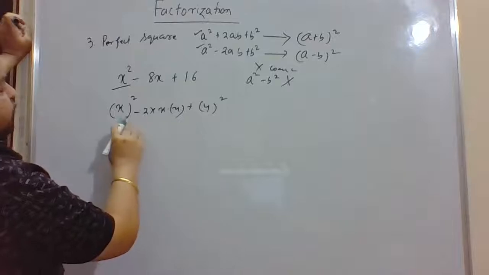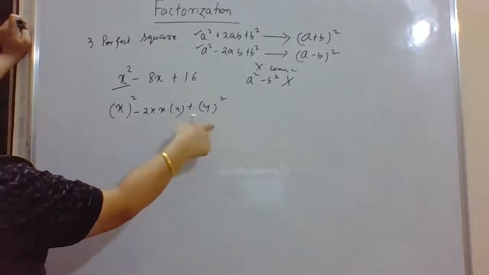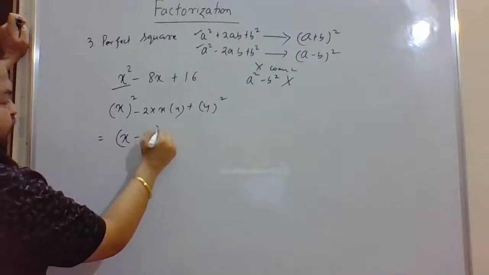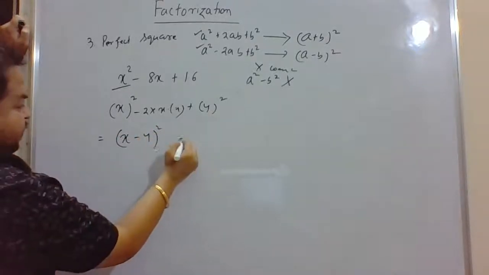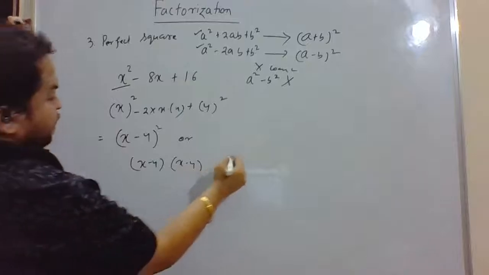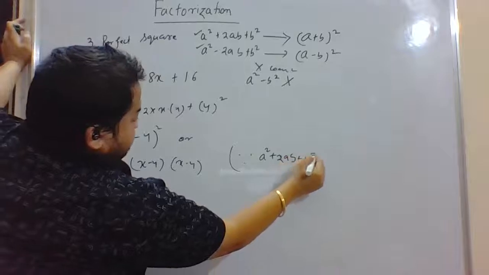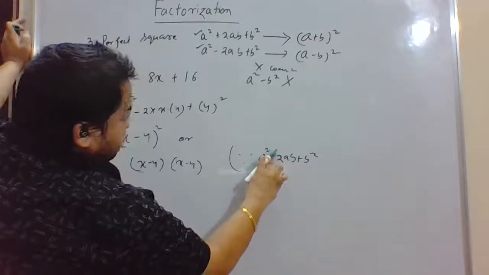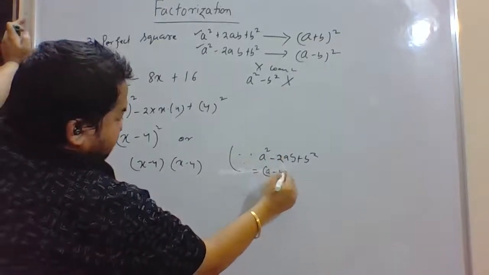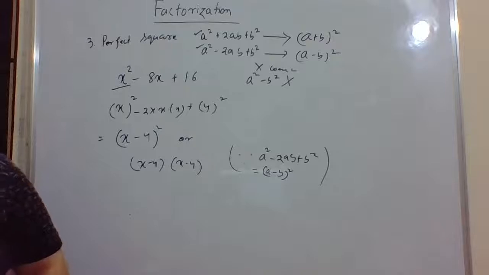If you see, the middle term is minus 8x, that is 2 into minus 4. So it's a squared plus b squared minus 2ab, that is a squared minus 2ab plus b squared. So that is nothing but x minus 4 whole square, or you may write x minus 4 into x minus 4, and you may write the reason that a square minus 2ab plus b square is nothing but a minus b whole square. Okay, so a pretty simple problem.